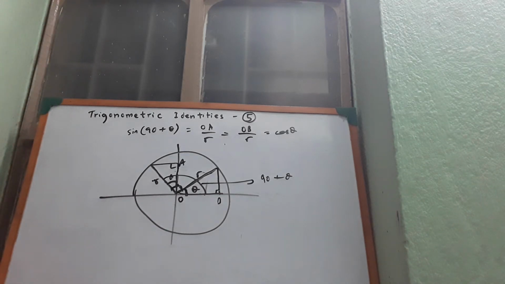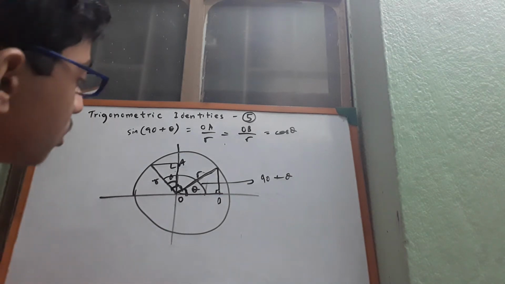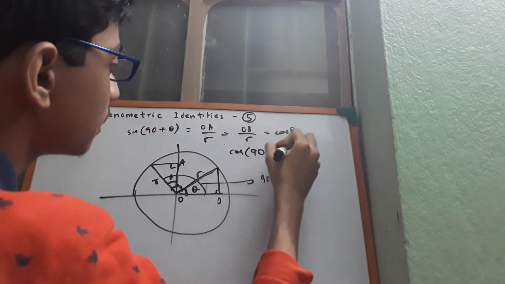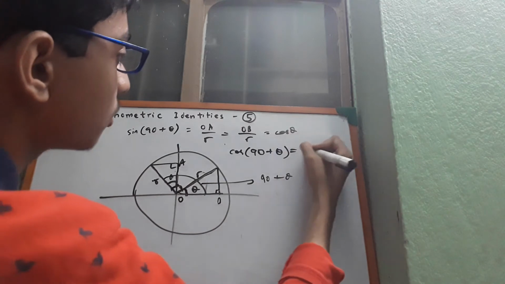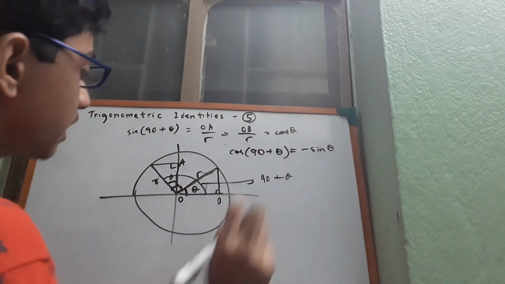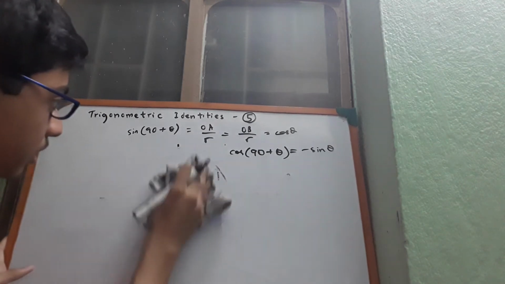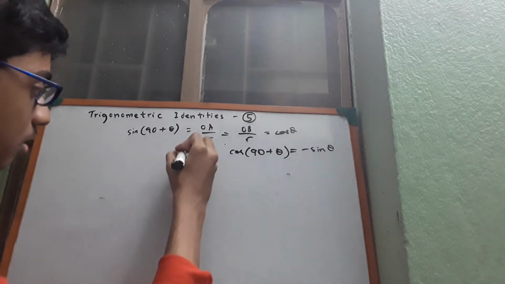What else? Let's look at cos of 90 plus theta. So if you have cos of 90 plus theta, this will turn out to be minus sine theta, negative sine theta. Let's see how. This looks a bit untidy. Let's draw a new diagram for cos.